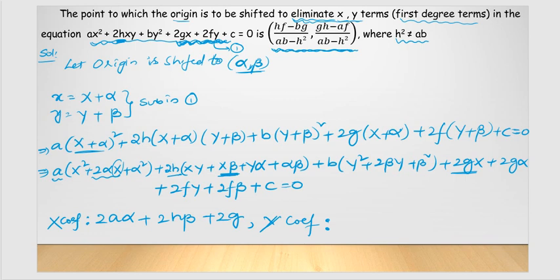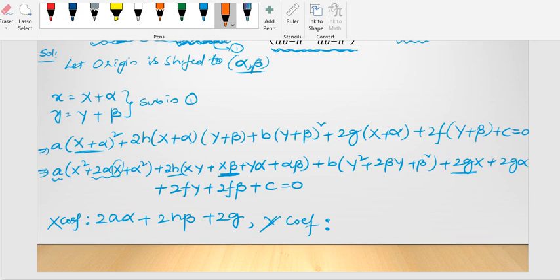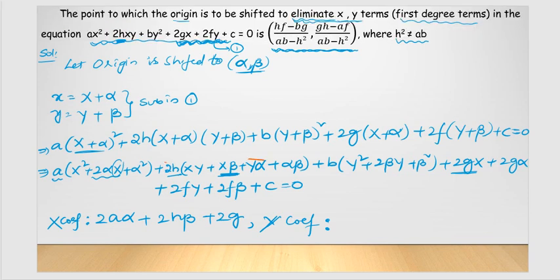Right? Next, coming to the Y coefficient, capital Y. Where am I getting capital Y? Here, right? So 2h into y. 2h into the y coefficient I need to take. So 2hα plus, next, one more y, which gives me 2bβ plus, one more here, which is nothing but 2 times f.